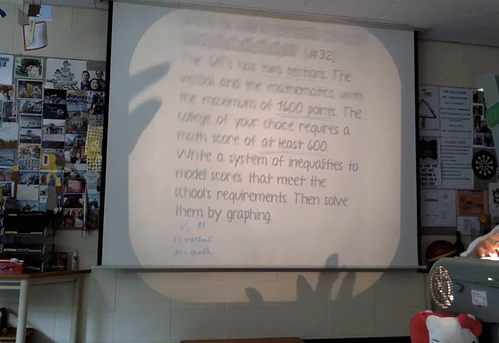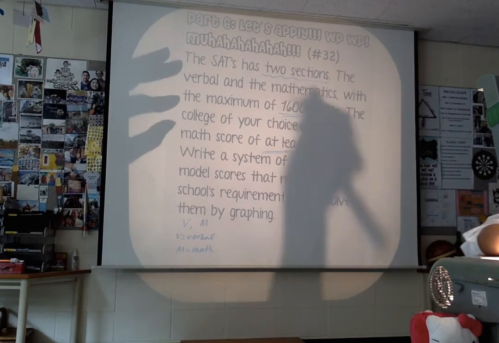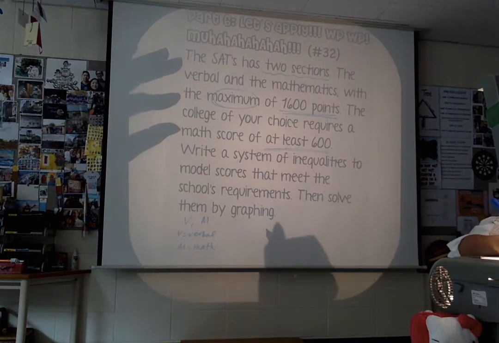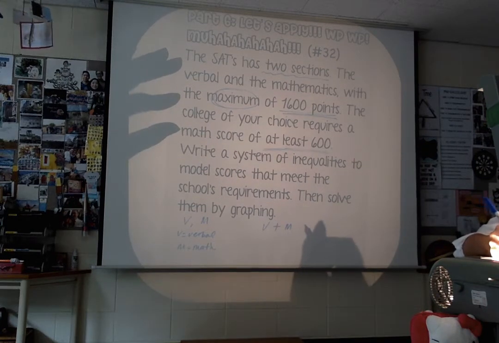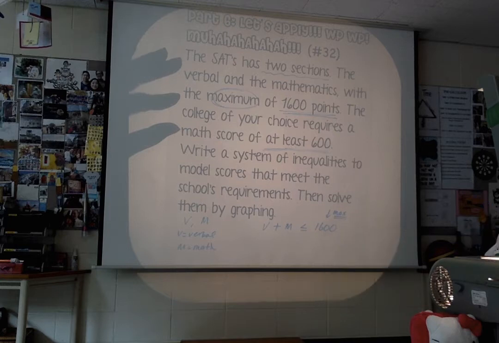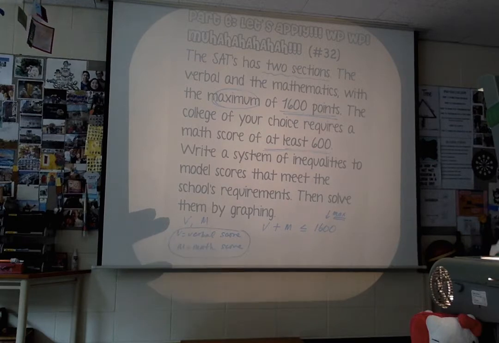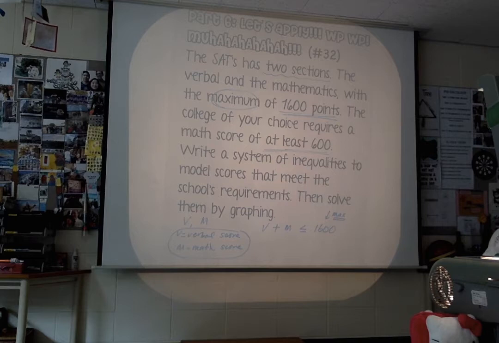All right, now, they say it has two sections. Maximum was 800, maximum. That means when I add the verbal score and the math score, it has to be less than or equal to 1,600 points because it's maximum, right? All right, it can't exceed that, okay? So this is verbal score and math score. Let's actually identify our variables very, very detailed, okay?